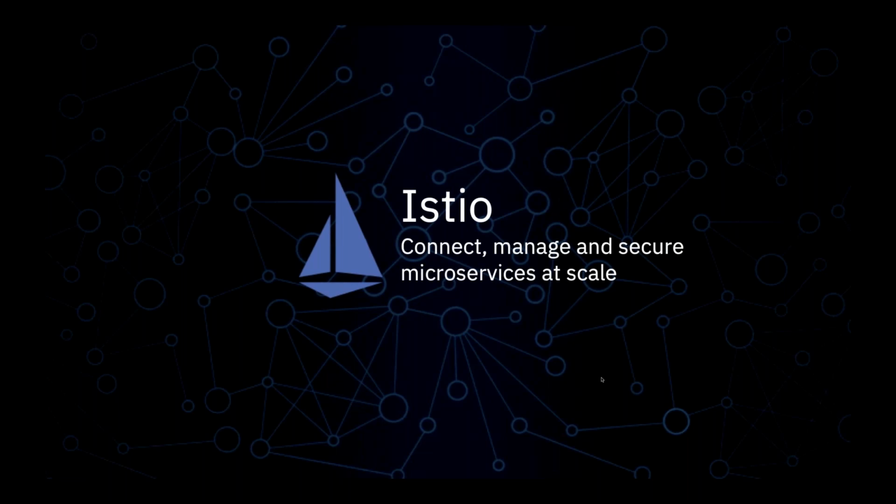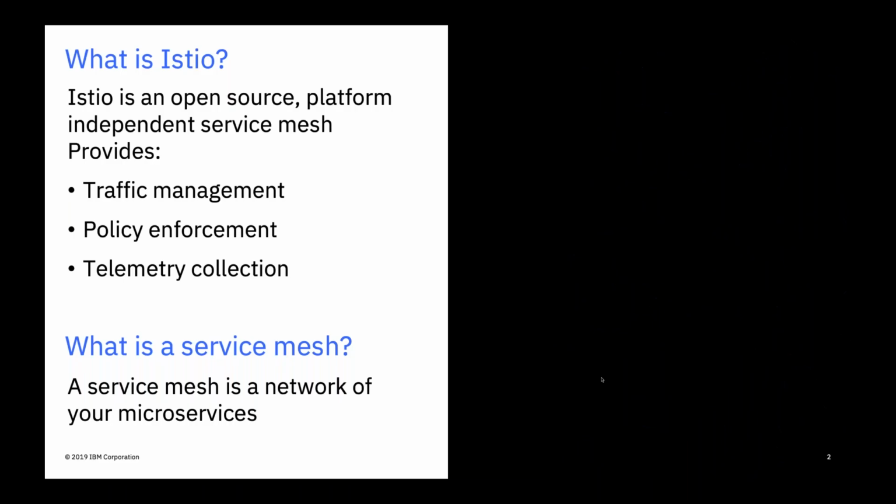So let's quickly address what Istio is for those who haven't heard about it or haven't looked at it. Essentially, Istio is an open source, platform-independent service mesh that provides traffic management, policy enforcement, and telemetry collection for your application that you are running in a service mesh. But what is a service mesh actually? It's very simple. It's basically a network of your microservices.